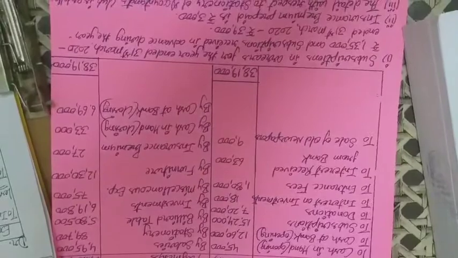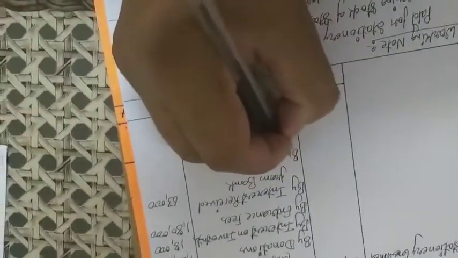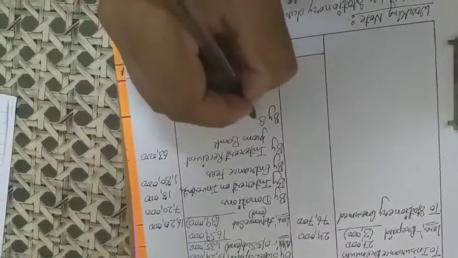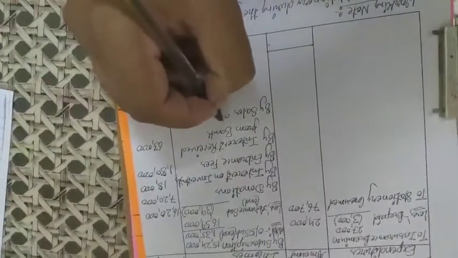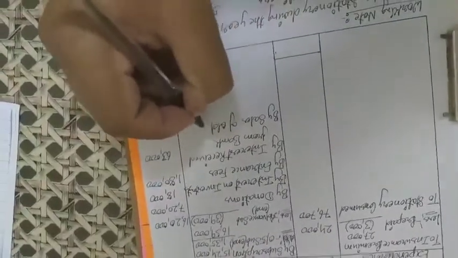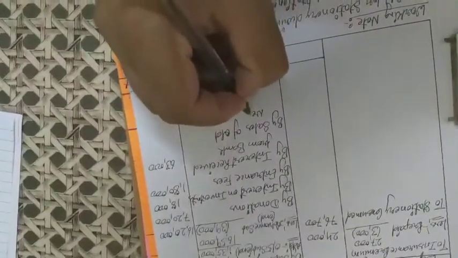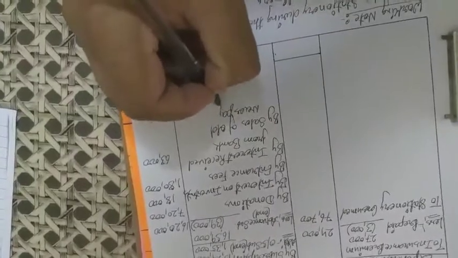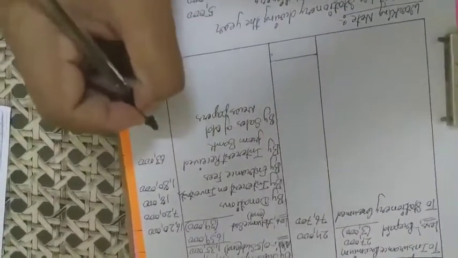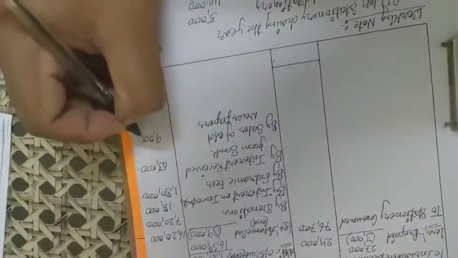And next, sales of old newspapers. This is revenue nature income, so it will also show on the credit side or income side: by sales of old newspapers. Amount is 9,000. It is clear.